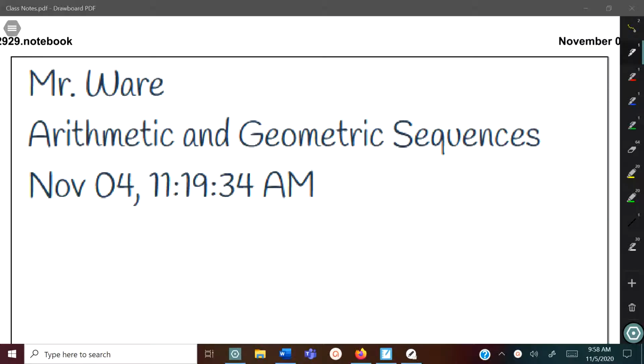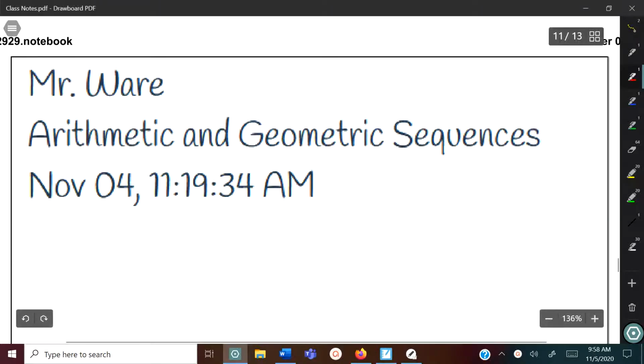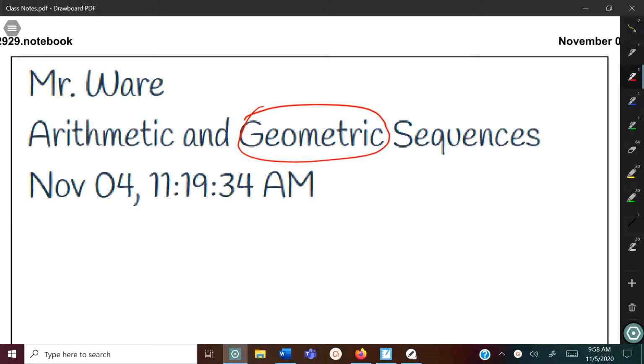Today we're working with arithmetic and geometric sequences. In the previous video we did arithmetic. Today what we're going to do is geometric. We'll use the geometric sequence explicit formula and solve some geometric sequences. So let's take a look at the first problem.